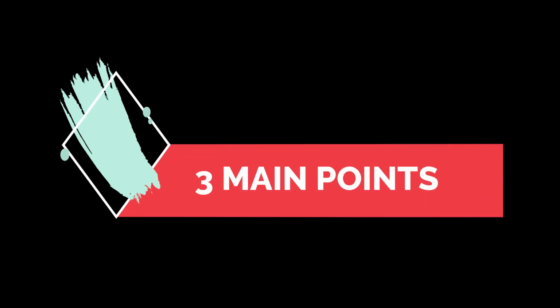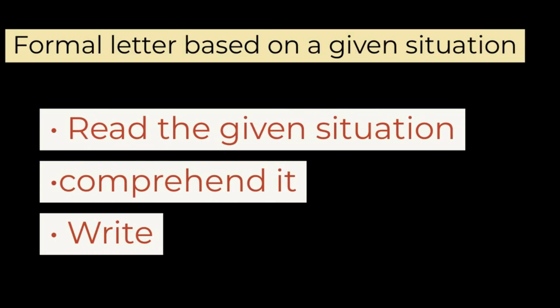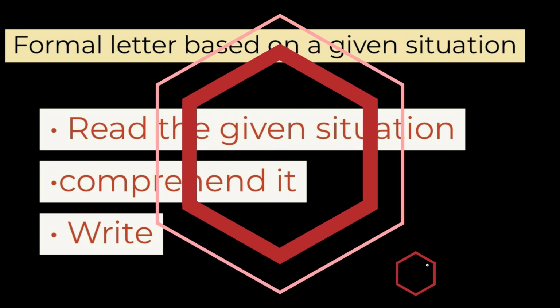When we talk about formal letter based on a given situation, we need to remember these 3 points. Number 1 is read the given situation. Whatever the question is given, we need to read it very carefully, thoroughly, and then comprehend it. Try to understand the situation, what the question demands, and then start the writing part. So we need to go through the question and the model answer, because then you will be able to understand exactly what should come in the body part.